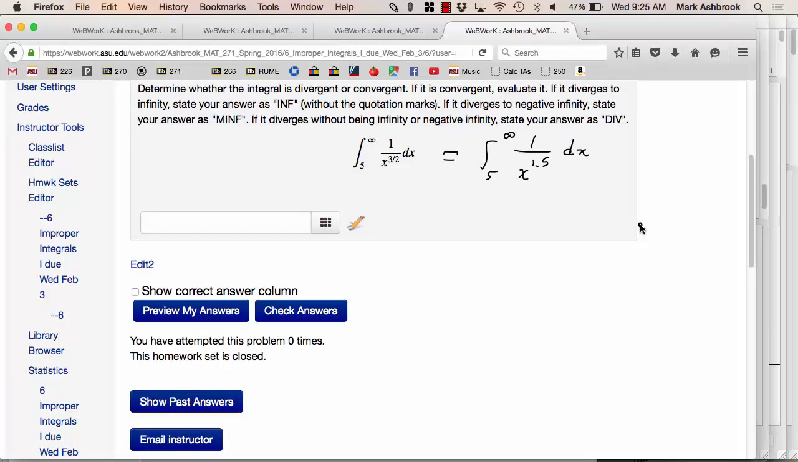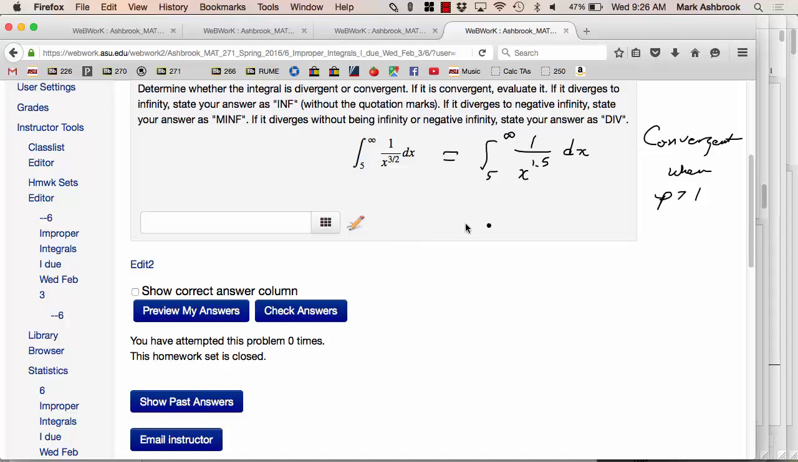We looked at, in general, if it was 1 over x to the p, when would that converge and when would that diverge? Meaning, when would that thing be a finite value, and when would it not be? So what did we conclude? It's convergent when p is greater than 1. So how about this integral? Is it going to be convergent or divergent? It's going to be convergent because our exponent is greater than 1, but let's do the math.